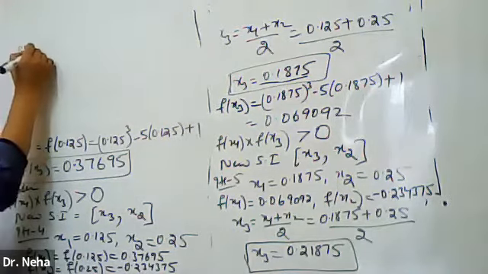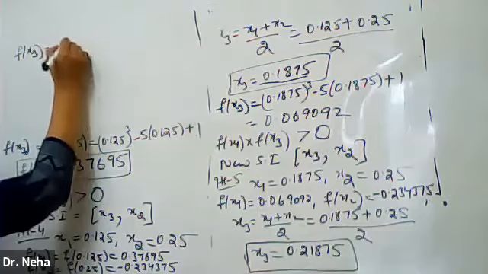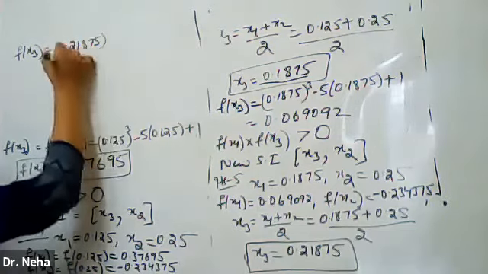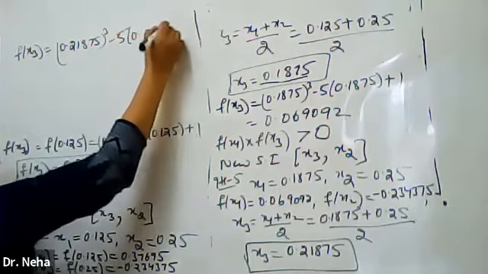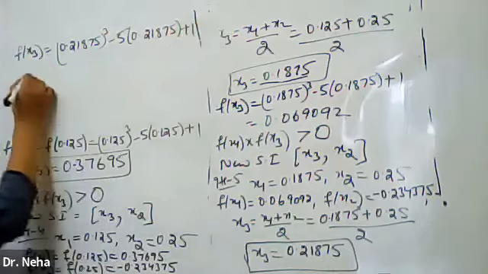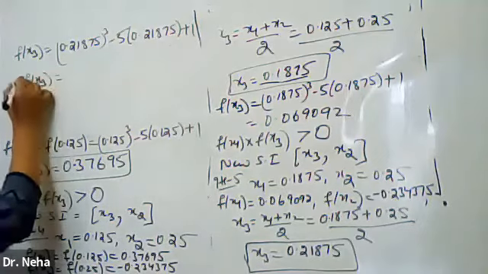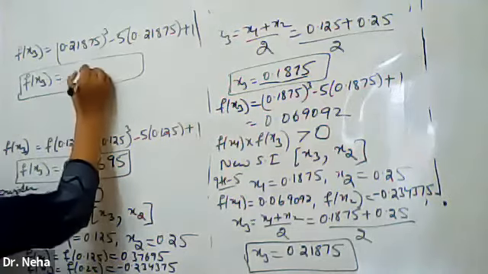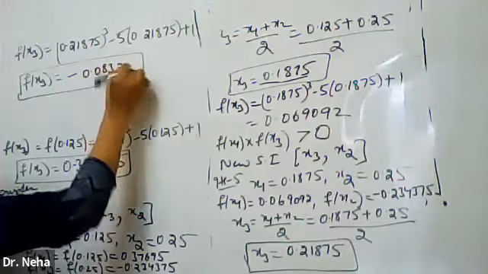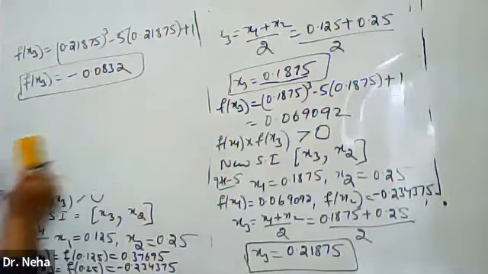fx3, that means 0.21875 cube minus 5 times 0.21875 plus 1 from equation number 1. And fx3 is, you can make a square or rectangle at every value. I have fx3 as minus 0.0832. Clear?